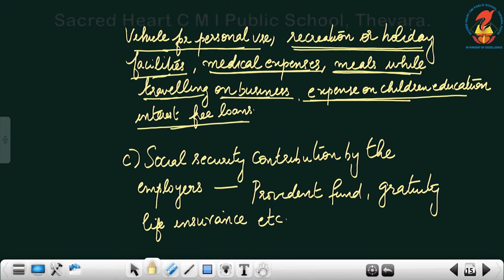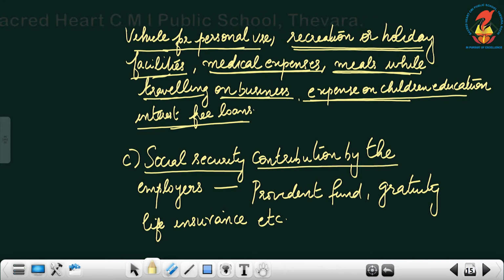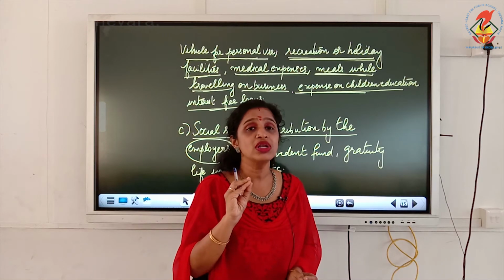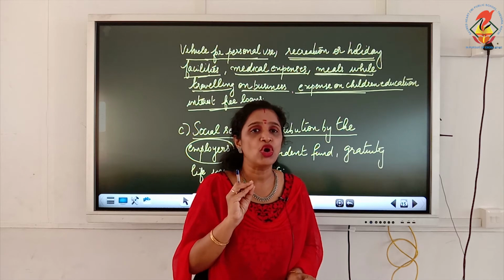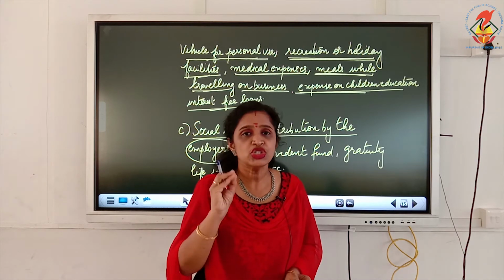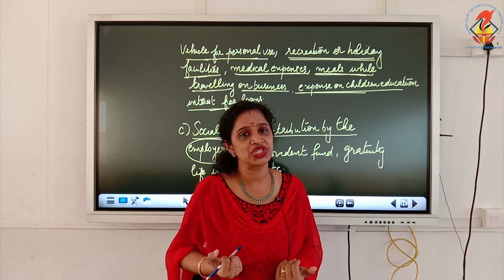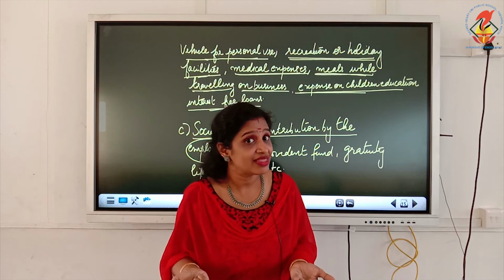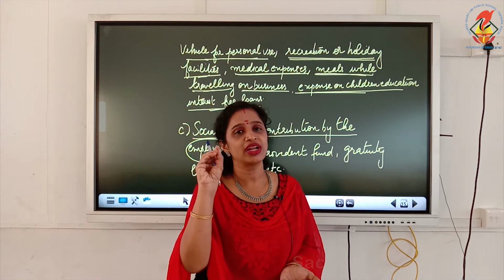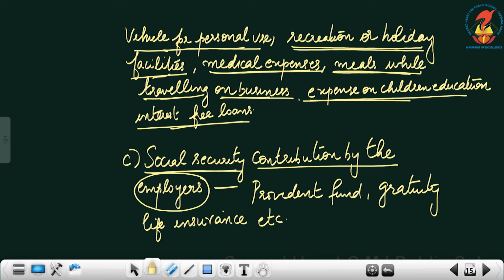Then next one, social security contribution by the employers. To be noted, employers. All the social security which is contributed by an employer to the employee comes under compensation. So who is receiving all the social security? Employee. Who is giving that? Employer. So do not get confused. Social security contribution is provided by the employer, not the employee. Employer is providing to employee.